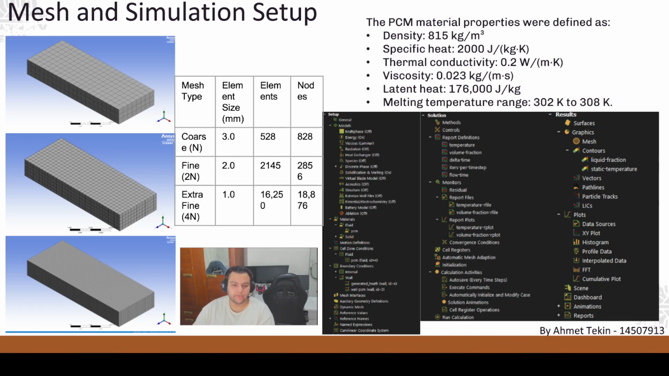For general, I changed the values, and for models I've turned on three of them. For materials, fluid, I added my PCM in place of the air. For my cell zone and PCM, I added some of the properties there. For my boundary conditions, I changed my wall and then added my values for the generated heat. For solution, I added my temperature and volume fraction graph, and that was pretty much it. I initialized it and then ran my simulation.